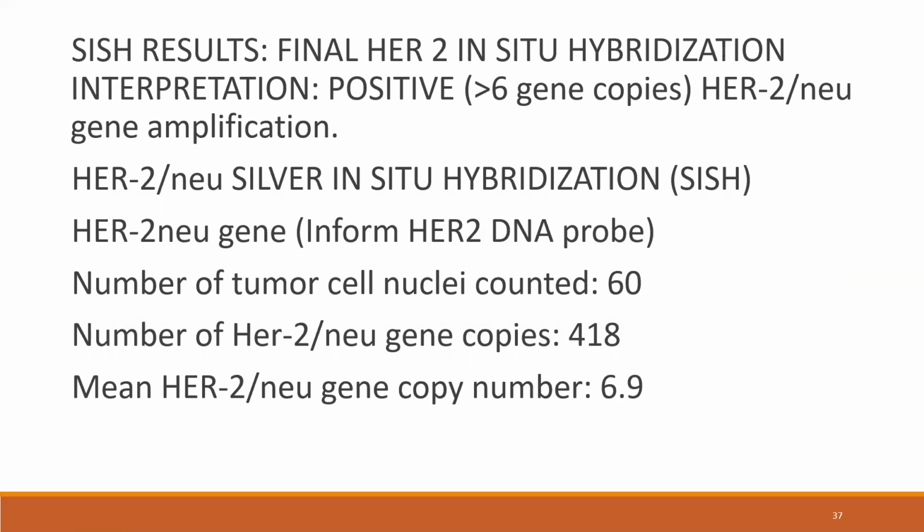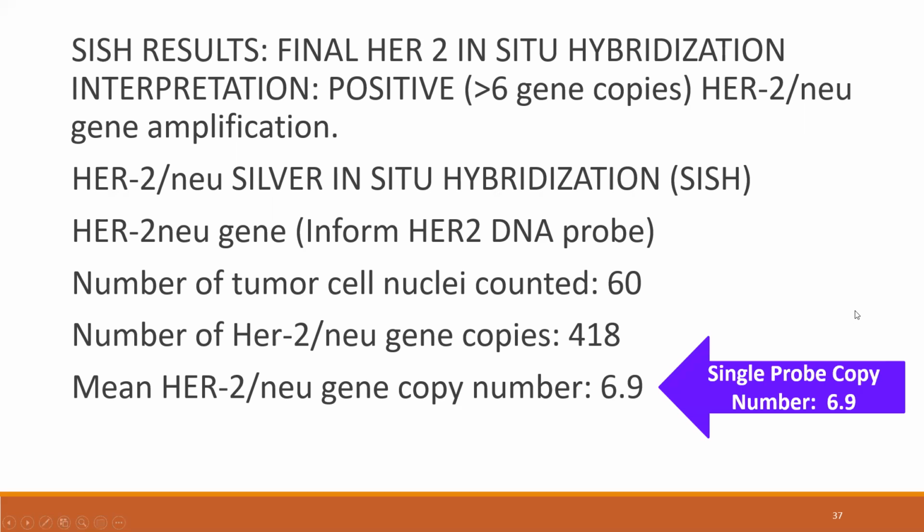Okay, so here is an example of a single probe copy number. I thought I had a copy of that. So there's no ratio mentioned. There's no SEP17. So look for the average number or the HER2 copy number on this one. And we have a single probe, and we have a copy number of 6.9.